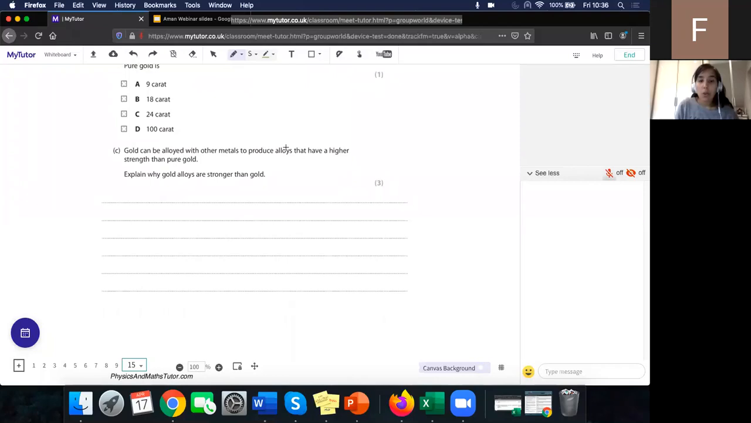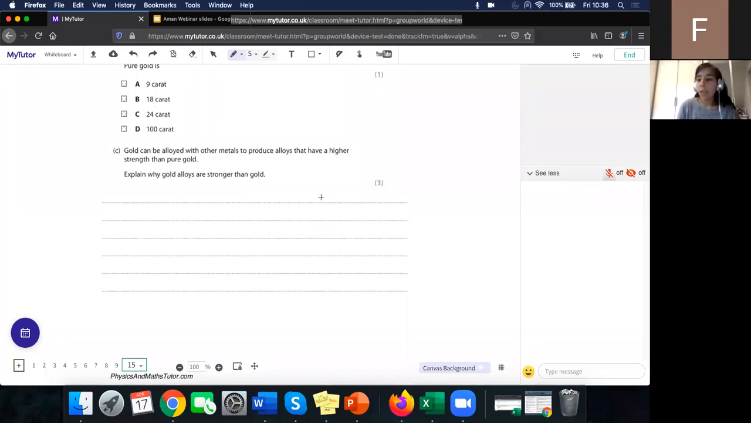So why are gold alloys stronger than gold? If you can think back to what we covered a couple of weeks ago. Excellent. Someone said there are atoms with different sizes that stop the layers from sliding over each other. That is a really excellent answer. Well done. The layers can't slide over each other in the giant lattice structure. Yep. Different shaped atoms, meaning it's harder to move or shape the alloy compared to the pure gold.